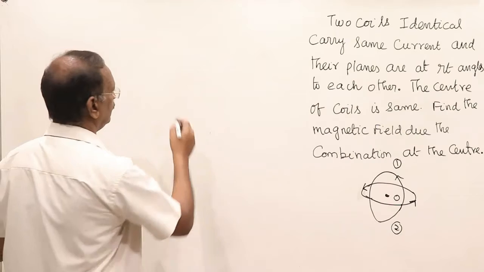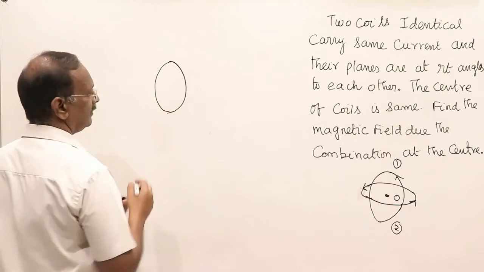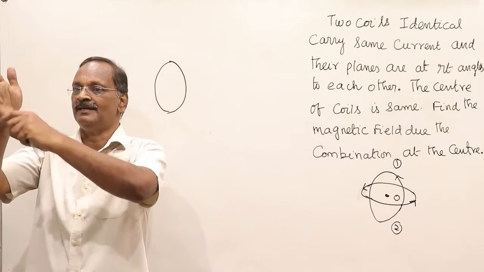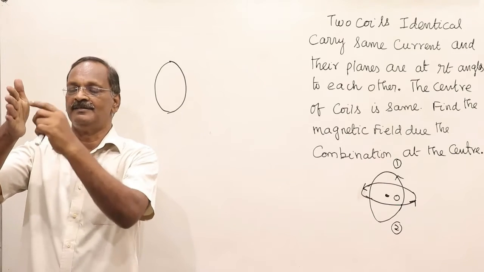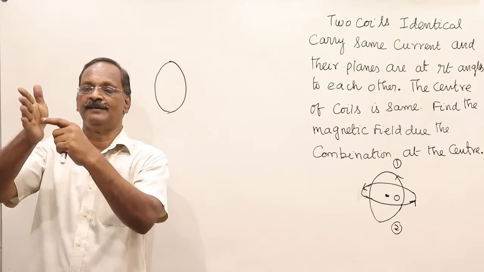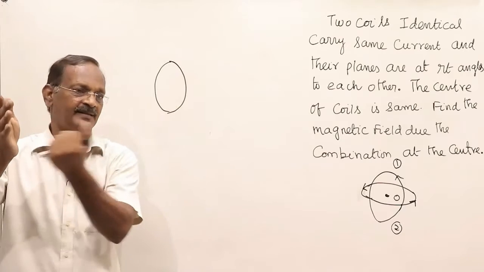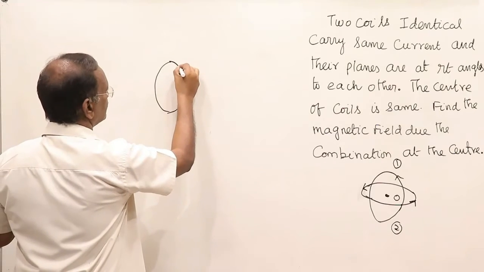Now let us take coil 1. It is placed in this plane, so the coil goes this way. The center is here, and the magnetic field at any point here will be in this direction. Now the current in this coil is flowing in this direction.